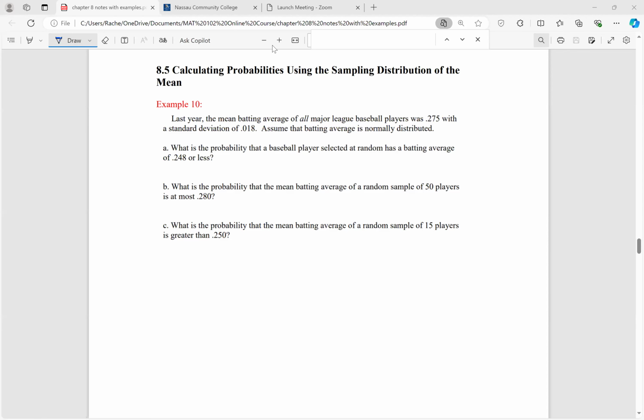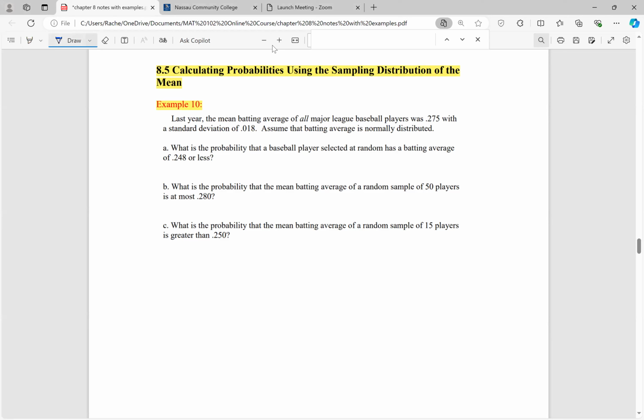So now it's time to apply what we've learned up until this point about sampling distributions of the mean and what we've learned about describing the sampling distribution of the mean. So now we're going to put it all together into different application questions. So in this lecture, we will cover example 10. This is section 8.5, calculating probabilities using the sampling distribution of the mean.